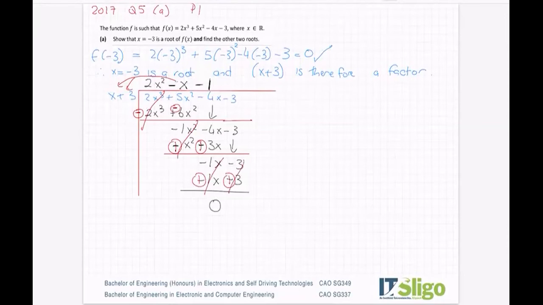which is what you'd expect, okay, in this type of an equation. Why do I expect 0? Because they told me minus 3 was a root because it satisfied the equation. Therefore, when you divide it in, you have to get a remainder of 0. Okay, so the other two factors are contained within 2x squared minus x minus 1.